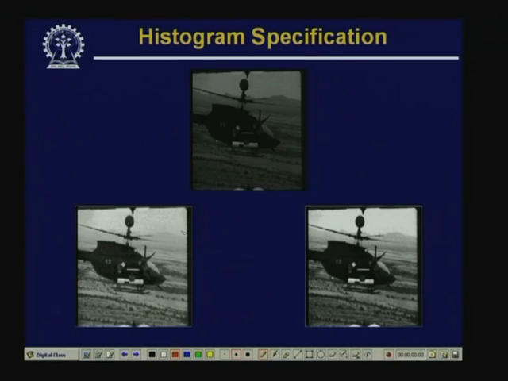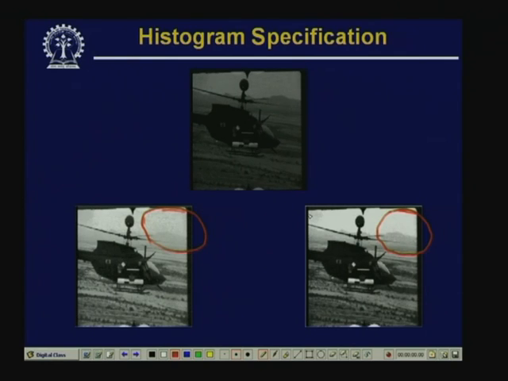Here again you find that the background in the histogram equalized image is almost washed out, but the background is highlighted in the histogram specified image. So, this is the kind of difference that we can get between a histogram equalized image and a histogram specified image. So, this is what is meant by histogram specification and histogram equalization.